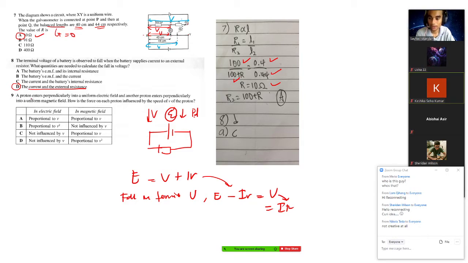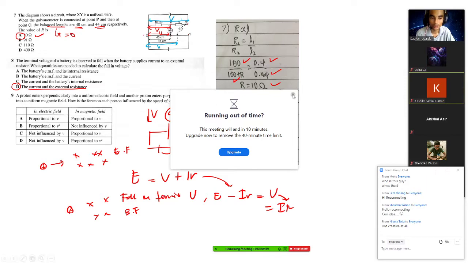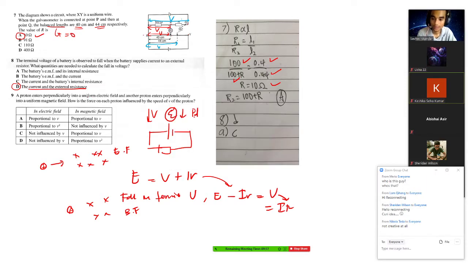Number 9: a proton enters perpendicular to a uniform electric field, and another proton enters perpendicularly into a uniform magnetic field. So one goes inside an electric field, and one goes inside a magnetic field B. Is the proton's motion influenced by the speed v of the proton? Oh, running out of time.